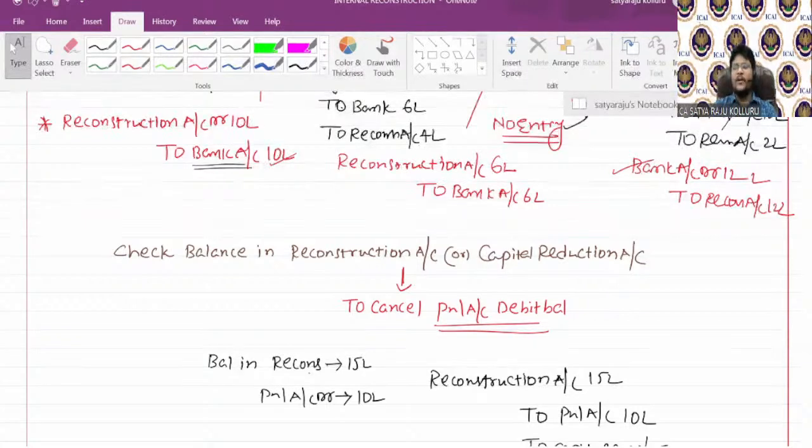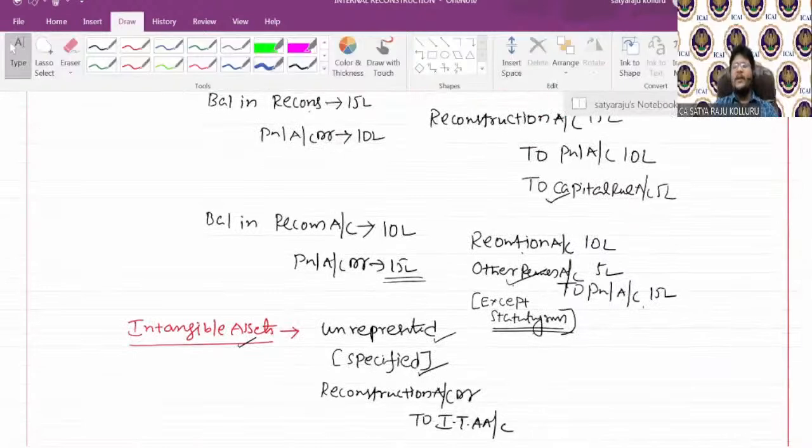Please bear such point also in your mind. Am I right? Sir, after nullifying the profit and loss account debit balance, still if there is any balance in the reconstruction account, it needs to be transferred to capital reserve. If the balance in the reconstruction account is not sufficient to knock off the profit and loss account debit balance, you can use other reserves at that point of time. So I told you both the situations.